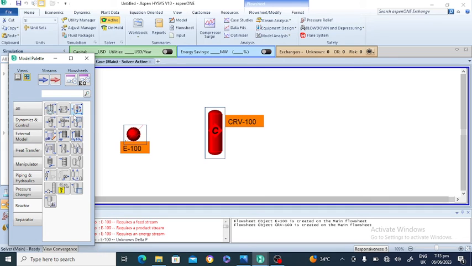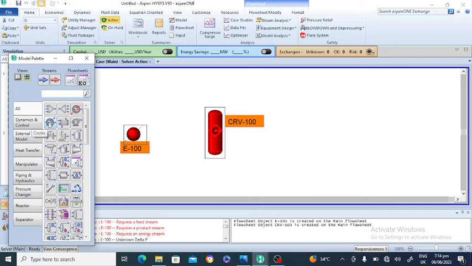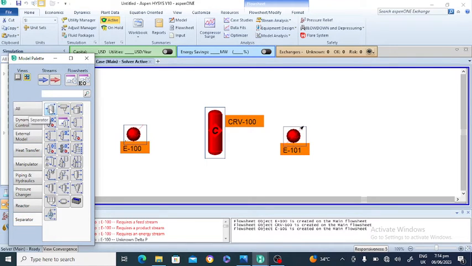Then after the conversion reactor, the product from the conversion reactor will cool to some temperature. So we will select the cooler. Drag and drop the cooler. After the cooler, the product from the cooler will go to the separator, to the flash column. Here this is a flash column or simple separator. Click on this one, drag and drop.